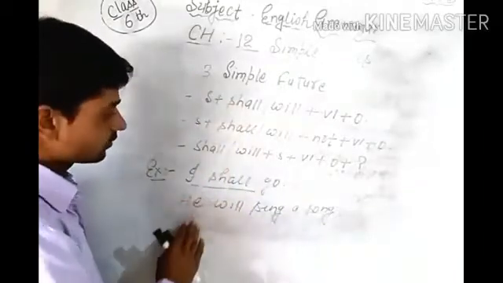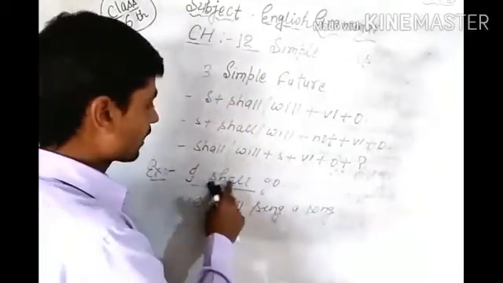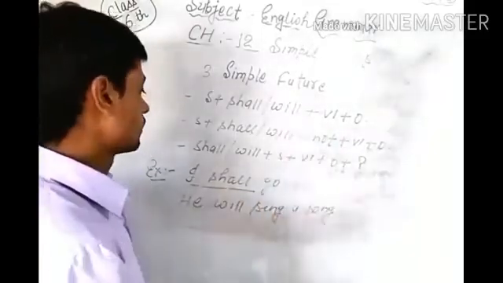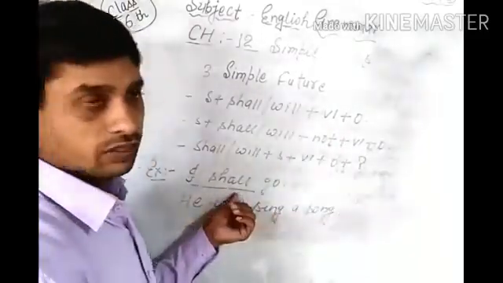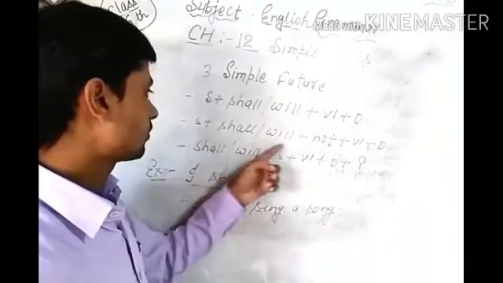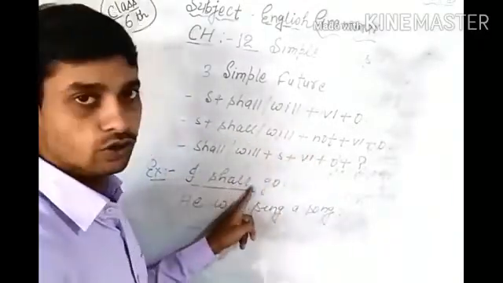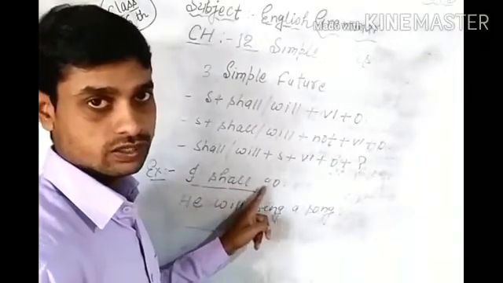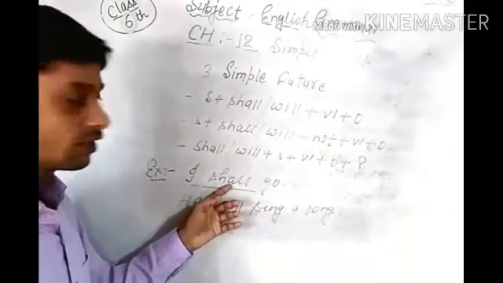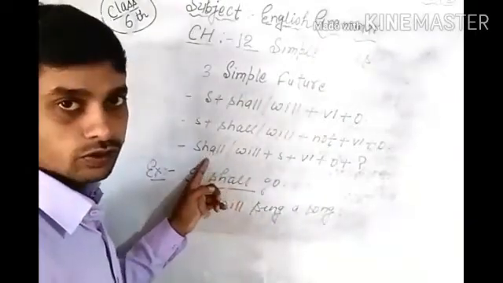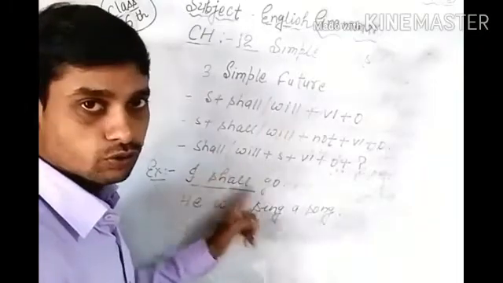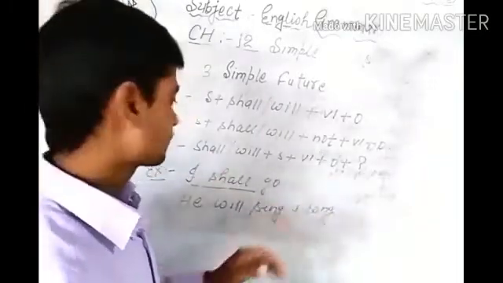If you want to write this sentence with an object, I shall go to Patna, I shall go to a school. You can also change this sentence into negative. According to the second structure, subject plus shall or will plus not. So, I shall not go. Okay. You can also change this sentence into interrogative. First of all, you have to bring the word shall to the front. Shall I go? At last, question mark.